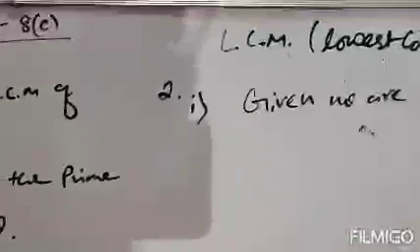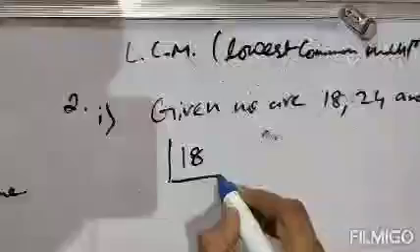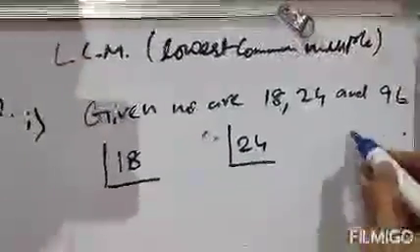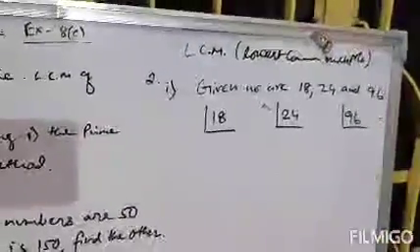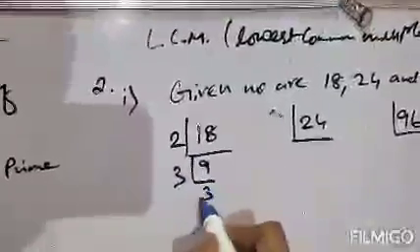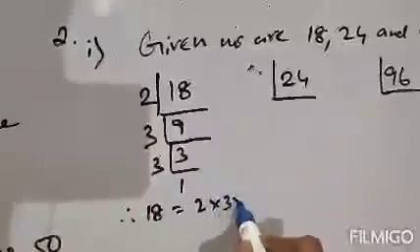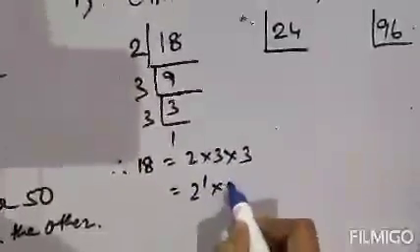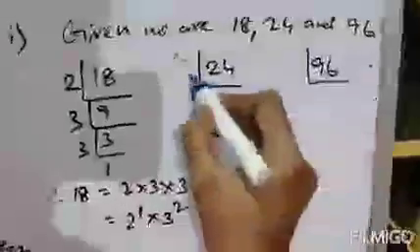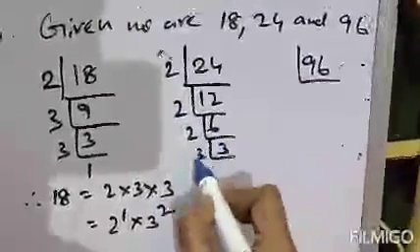The first method is prime factor method. So like HCF, we will first factorize these three numbers using prime numbers, only prime numbers. 2 9s are 18, 3 3s are 9, 3 1s are 3. Therefore 18 equals 2 into 3 into 3. Therefore 2 to the power 1 into 3 to the power 2. Clear?